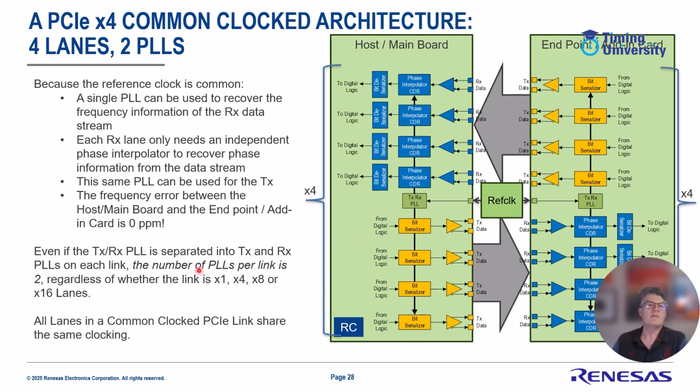So another way of looking at this is that all lanes in a common clocked PCIe link share the same clocking. The other thing to note is that because everything's coming from this one ref clock source, or this one ref clock generator, the PPM difference between the host and the endpoint is 0. Hence, being able to share the frequency information.